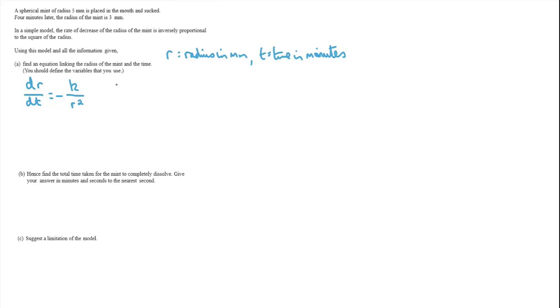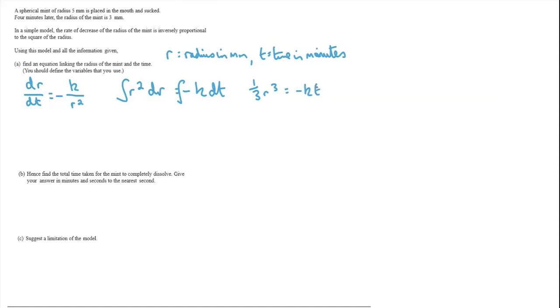But now that we have this equation, we can start trying to integrate to get an equation involving r and t. So we'll need to bring the r onto the same side as the dr, so this will just times up here to be r squared dr. Then on the other side we'll have minus k dt, both of which we can now integrate. So r squared is going to become a third r cubed, and that will equal minus kt plus c. Now, how are we going to work out our k and our c? Because we need to specify what those are to get a full equation.